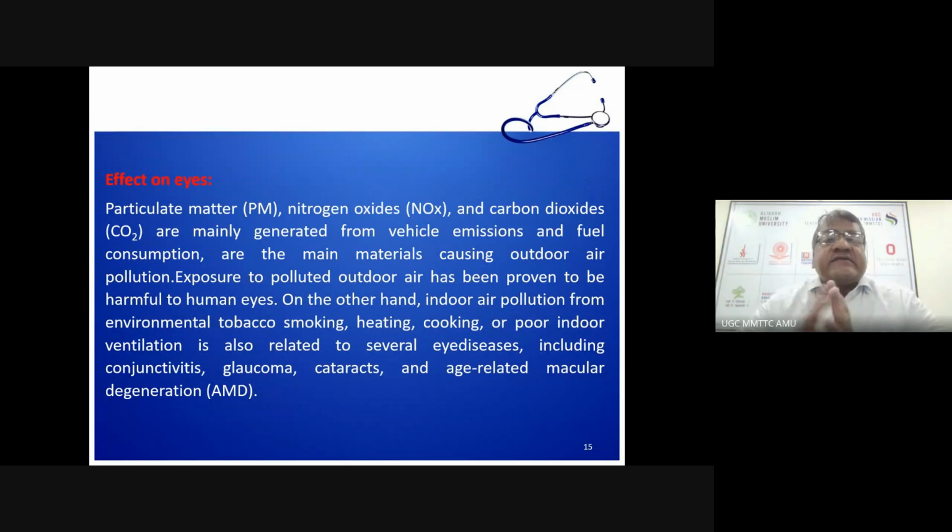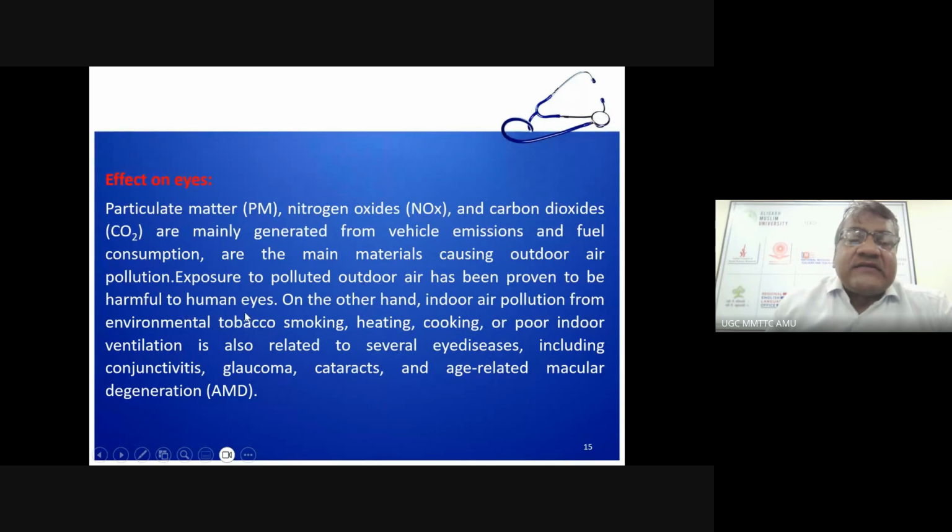Now, what is the effect of air pollution on the eyes? Now, particulate matter, nitrogen oxide, and carbon dioxide, mainly generated from vehicle emissions, traffic, and fuel consumption, are the main material causing outdoor air pollution. Exposure to polluted outdoor air has been proven to be harmful to the human eyes, like in the form of conjunctivitis, redness of the eye, itching of the eyes, stye formation, small stye formation over the eyelids, margin of the eyelids. So these are the eye problems.